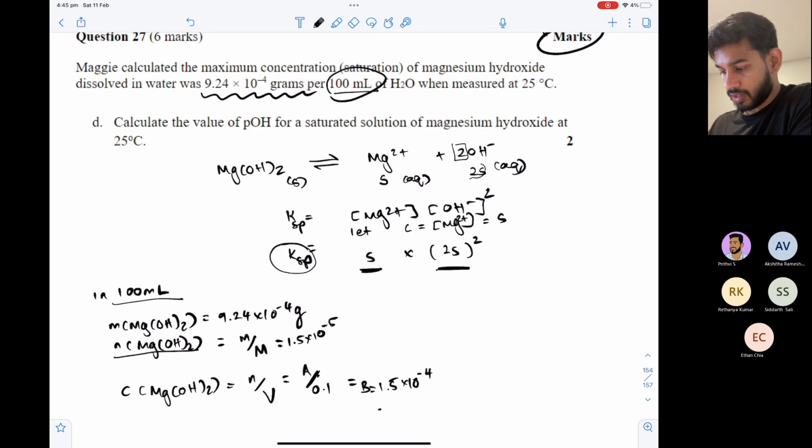Okay, good. So you got the concentration of magnesium hydroxide. What's the concentration of magnesium?